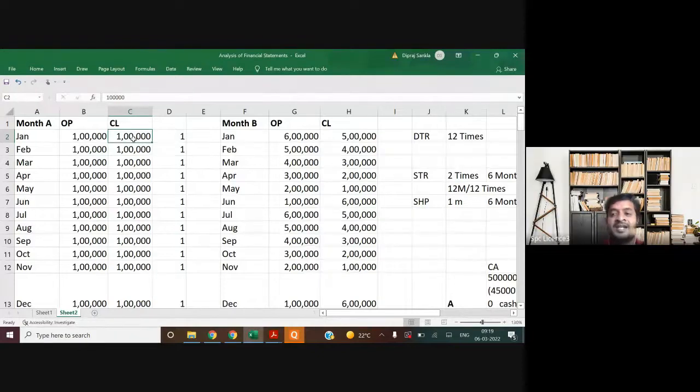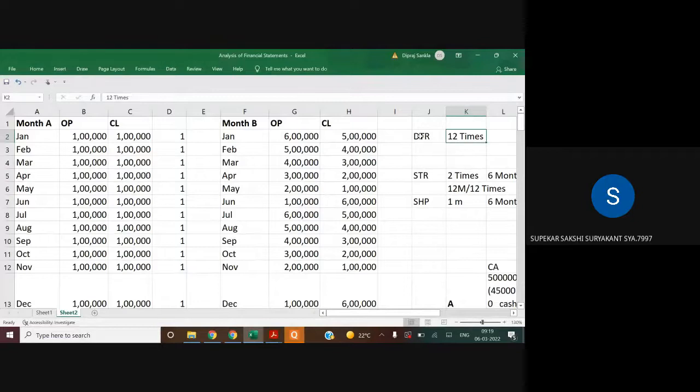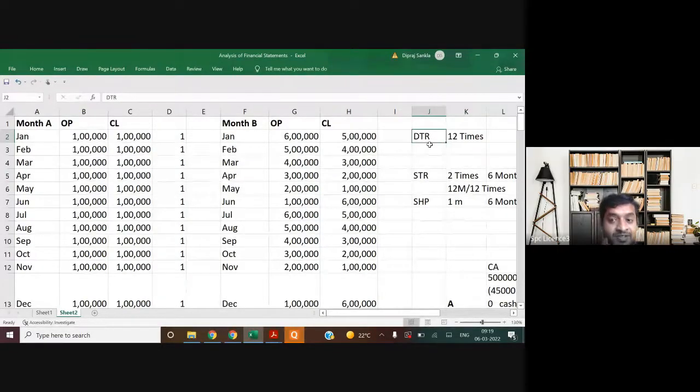So here, what is DTR? Debtors turnover ratio. How many times are debtors turned over? How many times are debtors collected? How many times on an average has credit sale been made to debtors? 12 times, right? Yes, sir. But here DTR covers a cycle. In DTR, first goods are sold on credit, then these are collected. So it is one time.